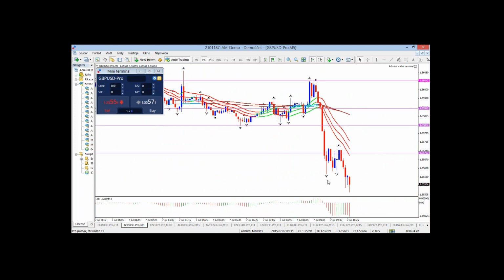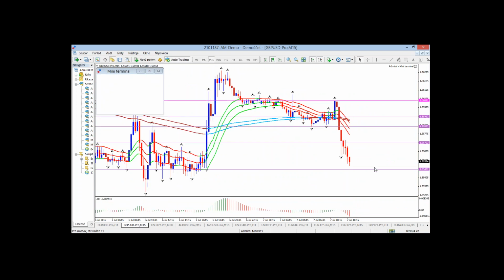Yes, for cable personally, I would like to see that go back indeed to the 15 or 50-minute chart. Then bounce will probably, 15 minutes probably will be likely. We'll probably just hit it and then go down. That's what I'll be looking for.